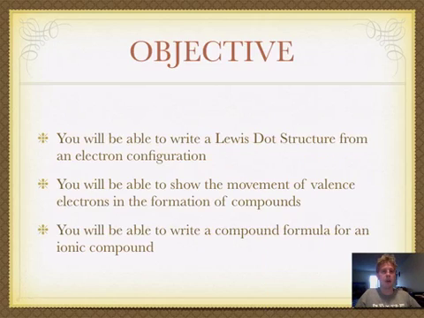My objectives for you tonight are that you'll be able to write a Lewis dot structure from an electron configuration, you'll be able to show the movement of valence electrons in the formation of compounds, and that you'll be able to write a compound formula for an ionic compound.